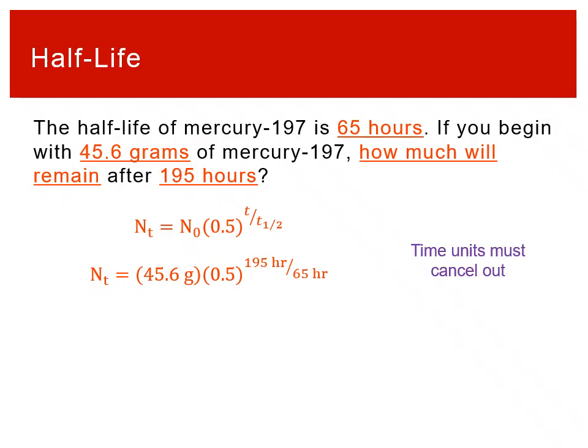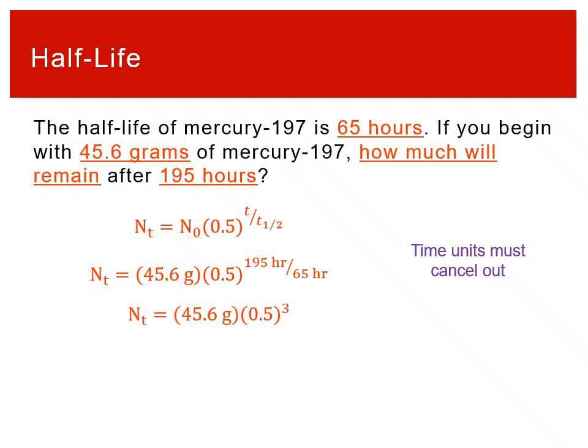One of the things you'll note right here is that those time units need to cancel out. In this case, both of our values were given in hours, so it works out. But say you were told it's 195 hours, but the half-life is given in minutes, you'd have to convert one of those into the other. A lot of times you do need to do unit conversions.